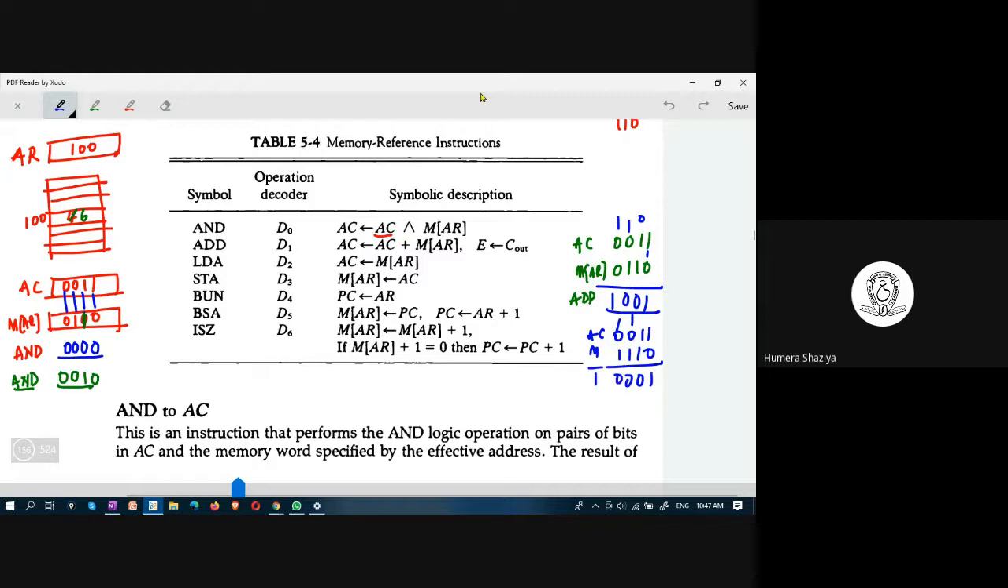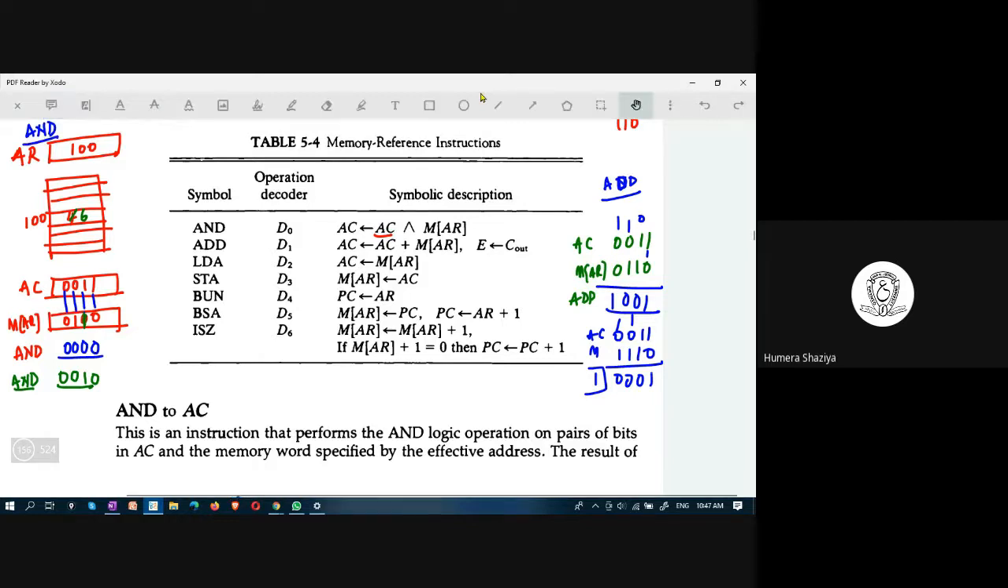There is one carry. Where is this carry going? This carry is going into E. E will store this 1 bit. In this case it is 0, so E will store 0. In the other case it will be 1, and E would store 1. Understand the AND operation? No, sorry, this is add. This is AND. AND operation, add operation, over.